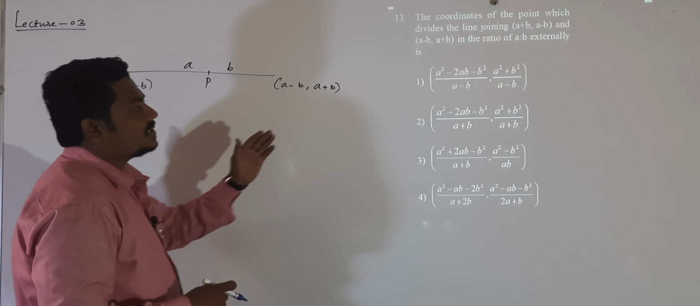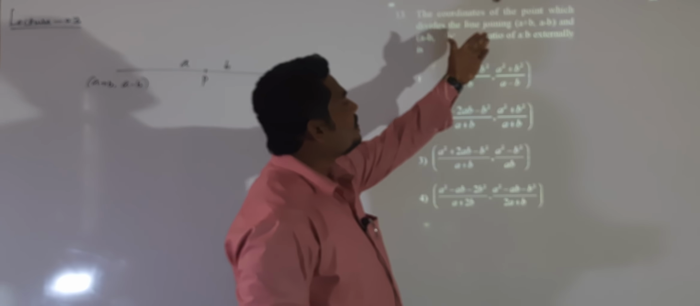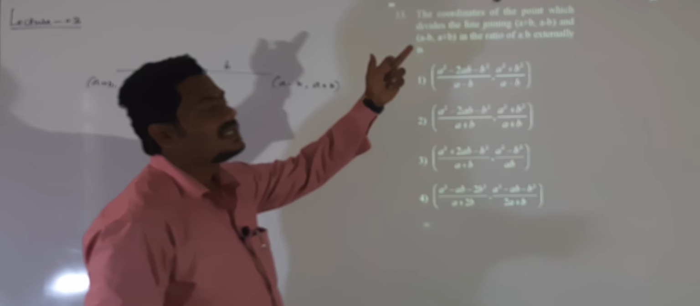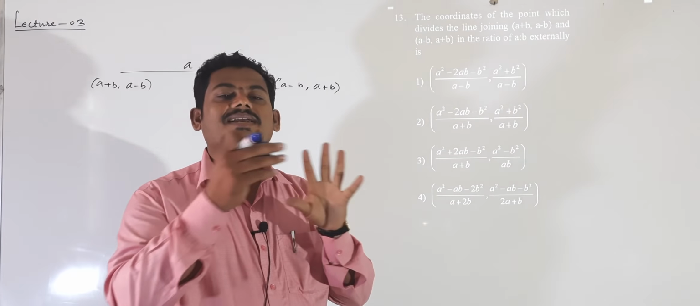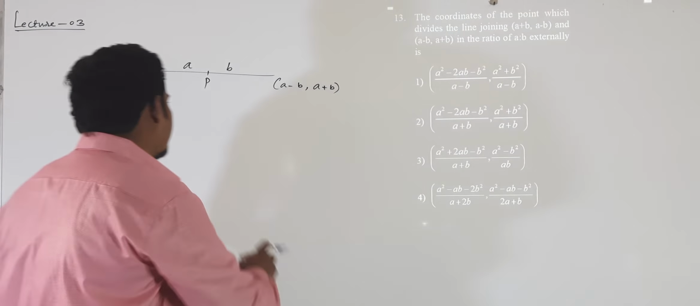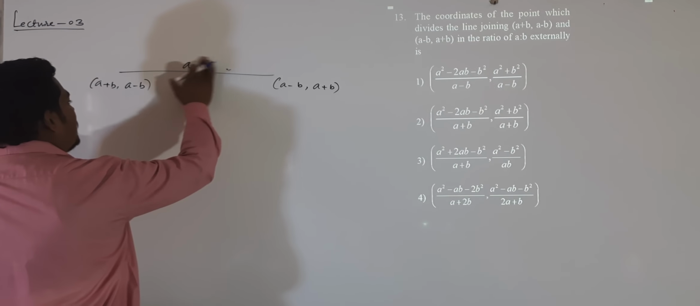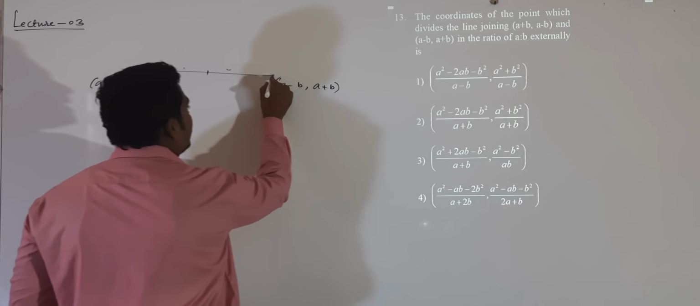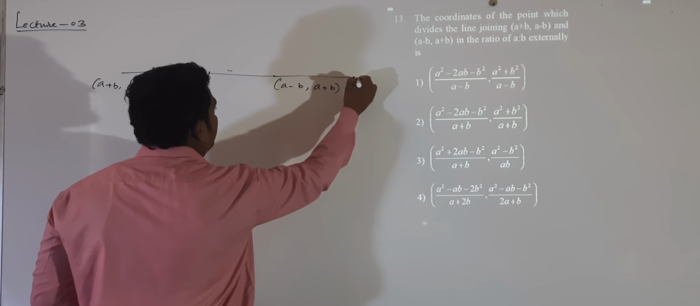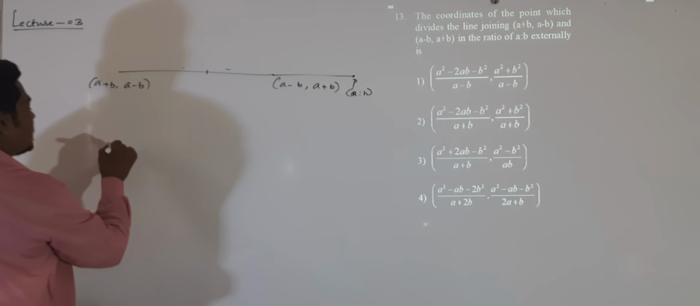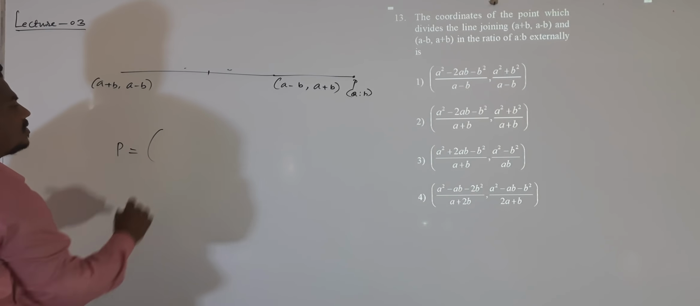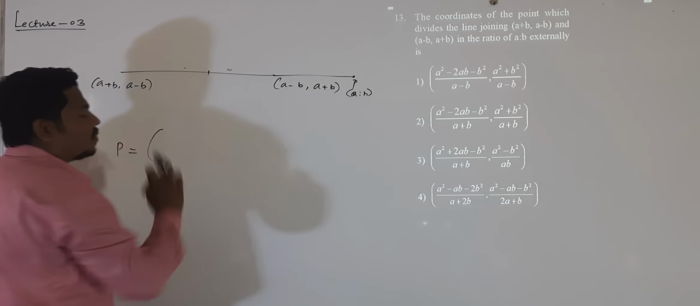Clearly P is an external division. The coordinates of the point which divides the line segment joining the given 2 points in the ratio of A is to B, and clearly they have given externally. Means this point is not in between A and B, right? It lies somewhere outside, and it divides A is to B. Then just use the external formula. Point P is equal to mx2.